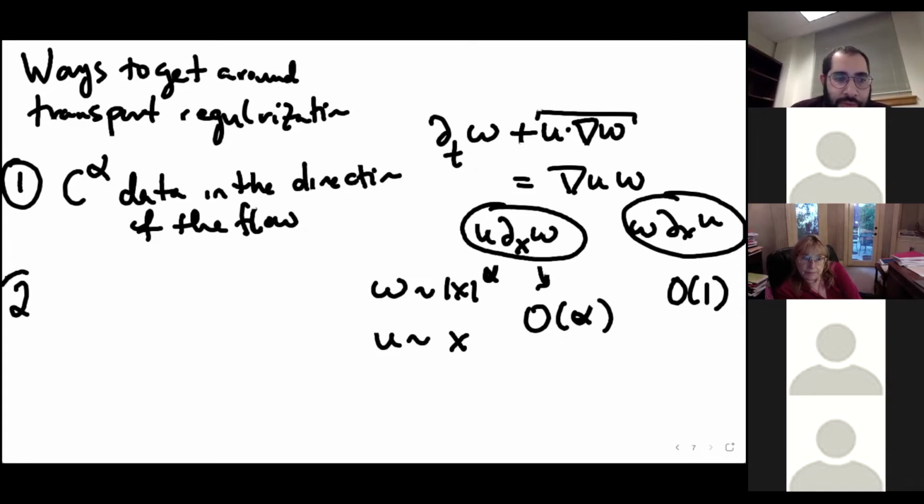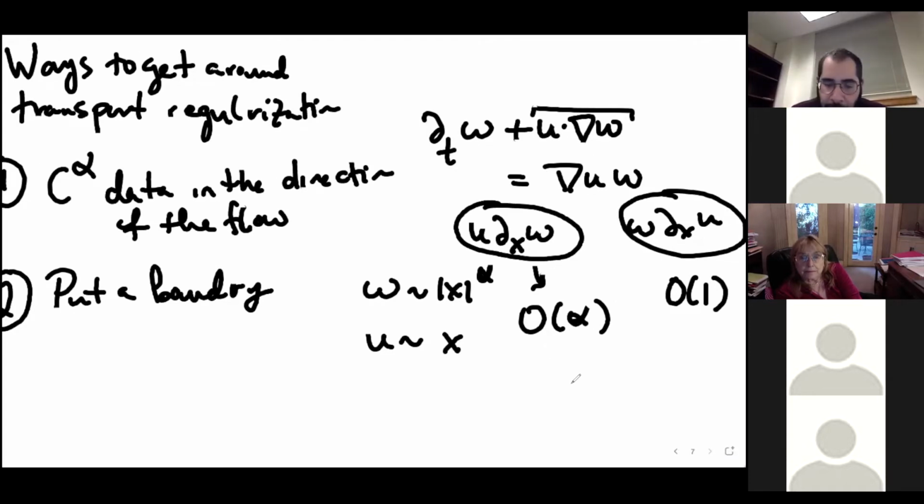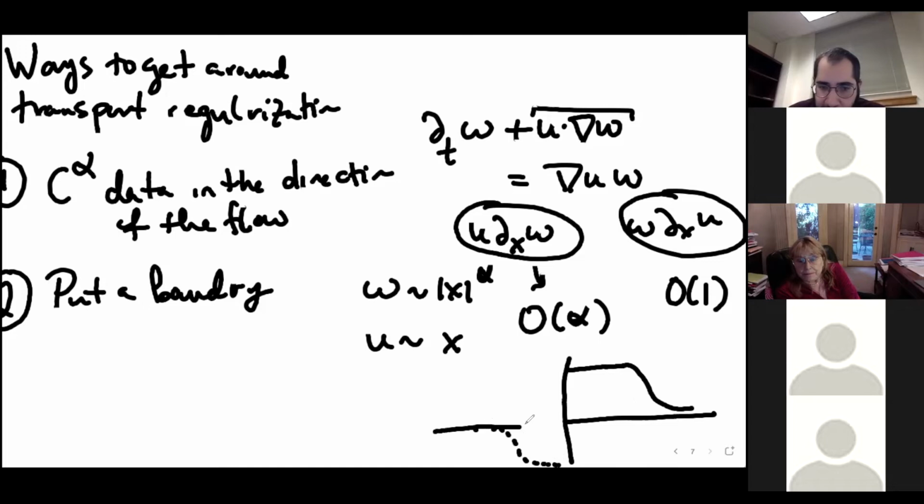The second way is to put a boundary. And this kind of has the same effect actually. So if you think in inviscid fluids, what a boundary means, it really means that if the vorticity doesn't vanish on the boundary, so say you have vorticity that looks like this, then it really means that the vorticity is actually jumping across this line, right? So putting a boundary here is like forgetting that there's a jump across here. If you have vorticity on the boundary, it's like having a jump on the whole space, which has a very similar effect to having C alpha data.